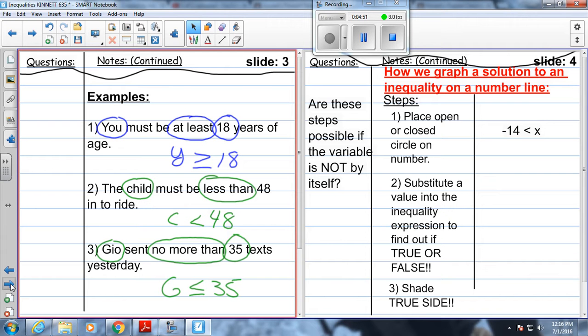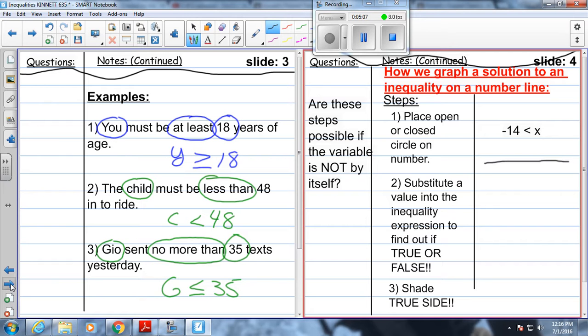So now moving on to how we graph the solution to an inequality on a number line. The inference here that I am implying, I think you all know, is how to draw a number line. Just in case you forgot, it is a line, and we put arrows on both sides. And in our number line, we're going to keep it simple. We're going to have locations for 3 different numbers.